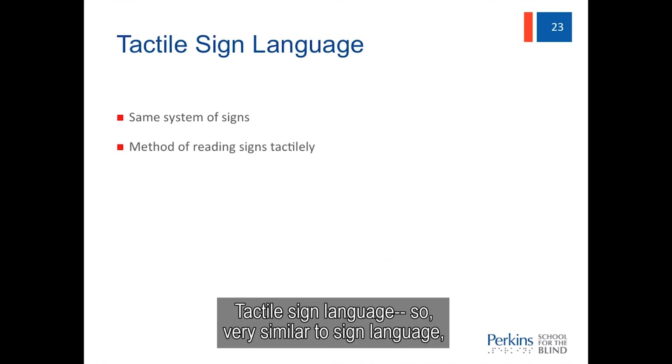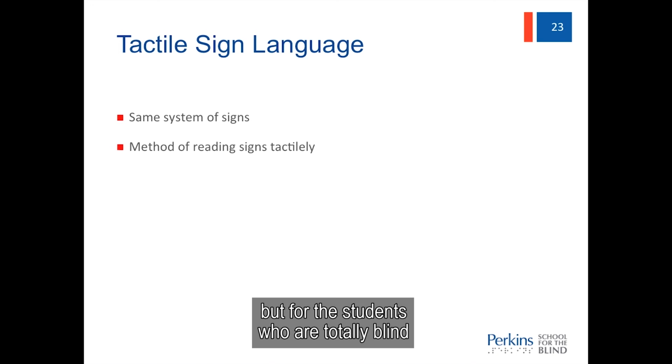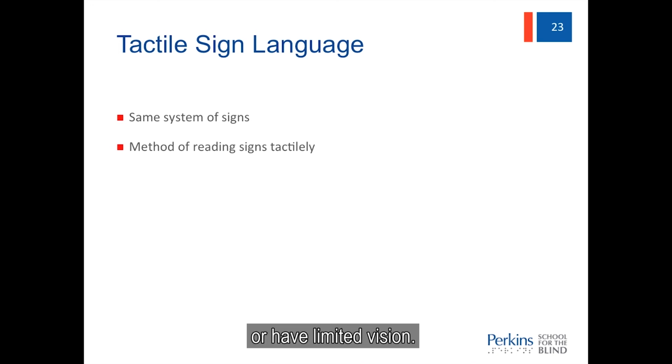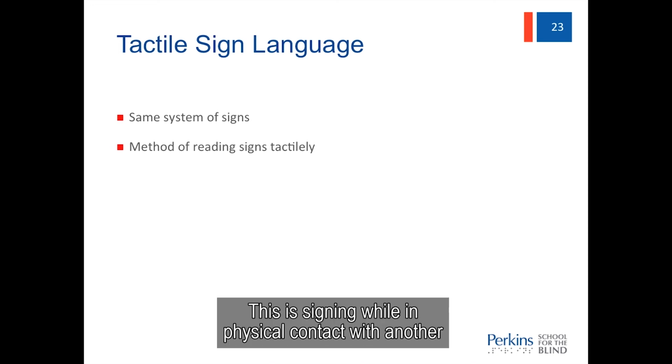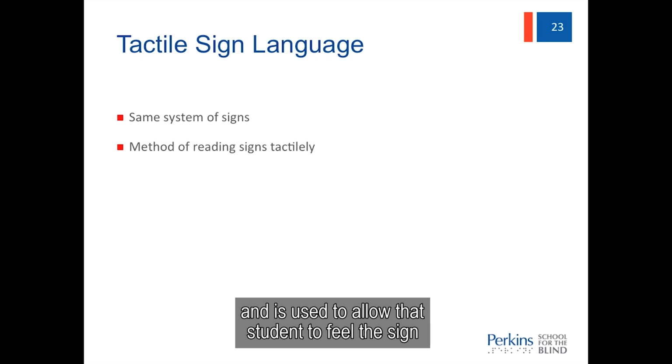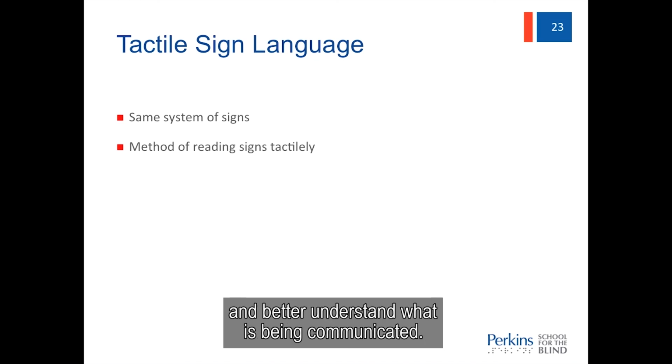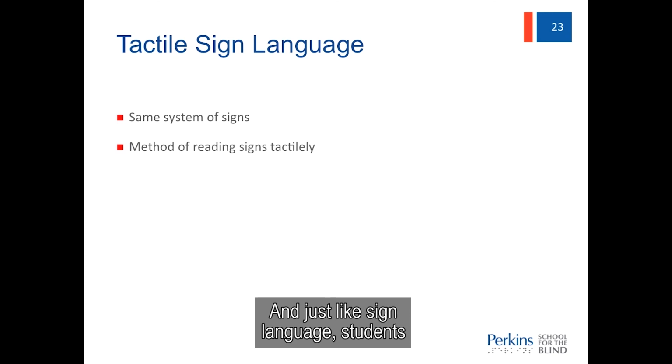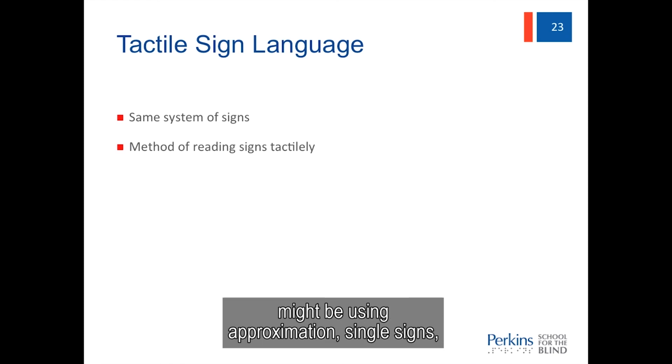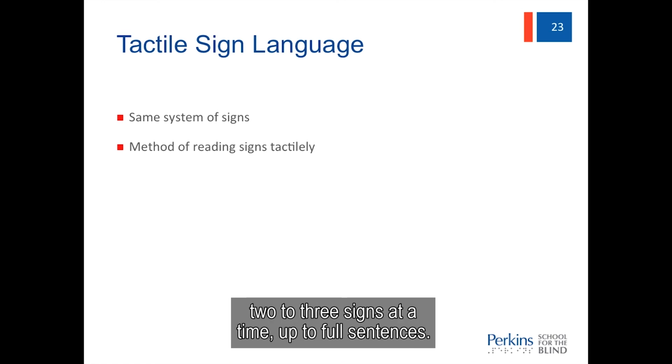Tactile sign language is very similar to sign language, but for the student who is totally blind or has limited vision. This is signing while in physical contact with another and is used to allow that student to feel the sign and better understand what is being communicated. And just like sign language, students might be using approximation, single signs, 2 to 3 signs at a time, up to full sentences.